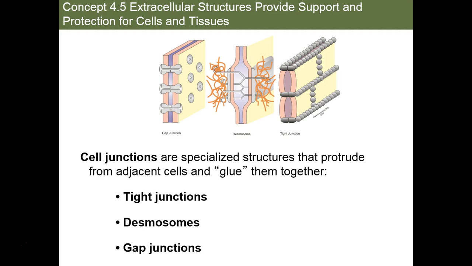Cell junctions are specialized structures that protrude from adjacent cells and hold them together. There are three types of cell junctions. There are tight junctions, desmosomes, and gap junctions.